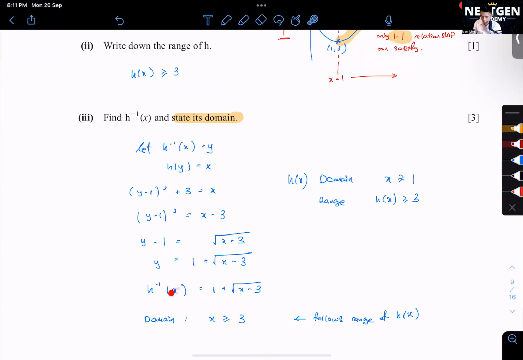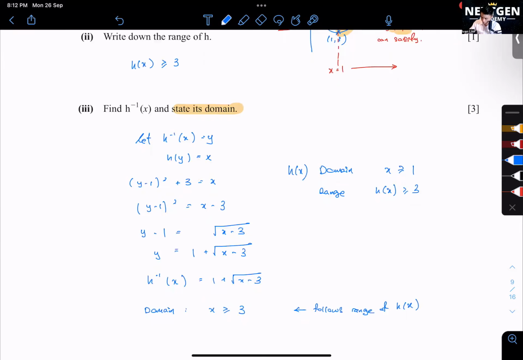Your y of your inverse will follow which one? Your domain or the range? It will follow this, right? Your domain. So actually, your h inverse x, you have to relate back to the question again. It's actually more than or equal to 1, because this and this will be the same value.